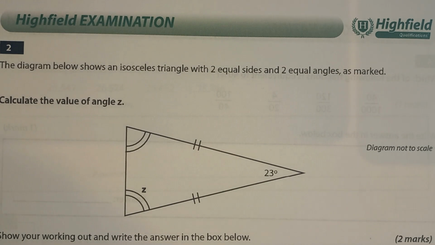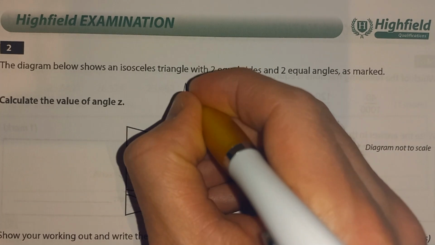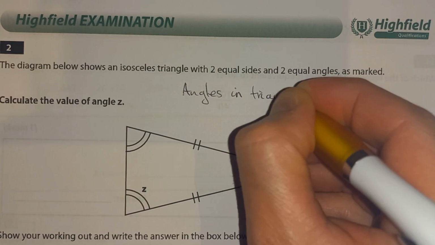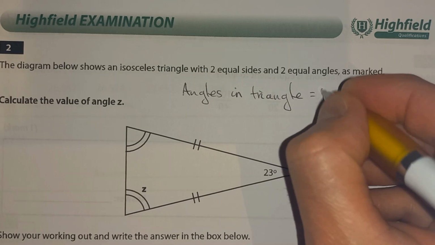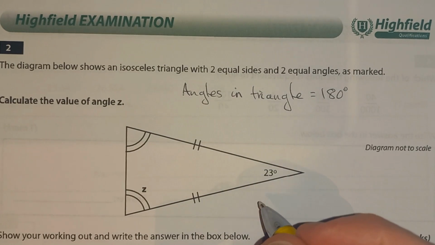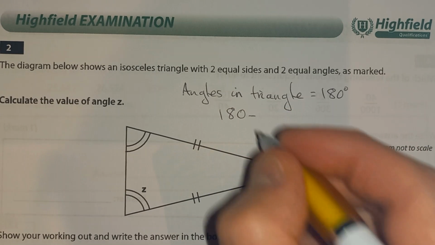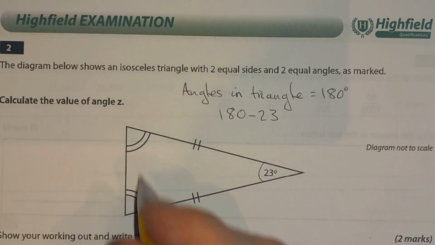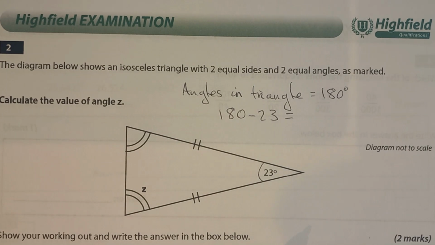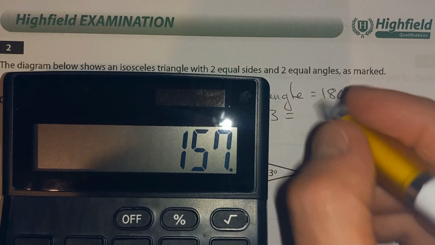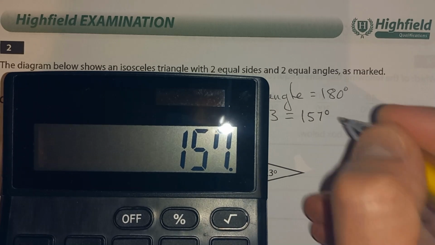Right, well, we can use our calculator now. So we're going to use a couple of rules. The first rule we're going to use is that the angles in a triangle add up to 180 degrees. So if we take away this angle here, we're going to have the sum of these 2 angles left. So let's do 180 minus 23, and we've got 157 degrees.